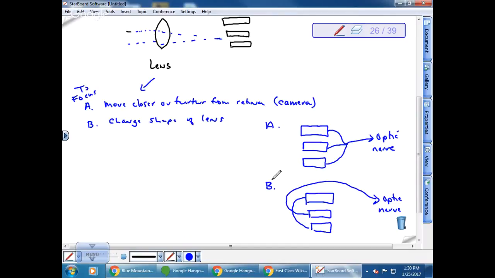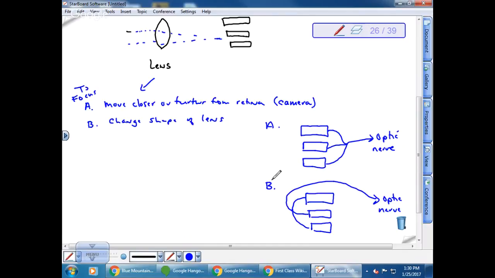So how do you think we focus? So the octopus focuses one way, we focus the other. So does anybody know, how do we focus on an image that is further away or closer to us? Do we move the lens or do we change the shape of the lens? Okay. Vertebrates change the shape of the lens. Yep, not pupil dilation, but we actually have these little muscles that pull on the lens and they flatten it out and then they relax and they let the lens bulge.